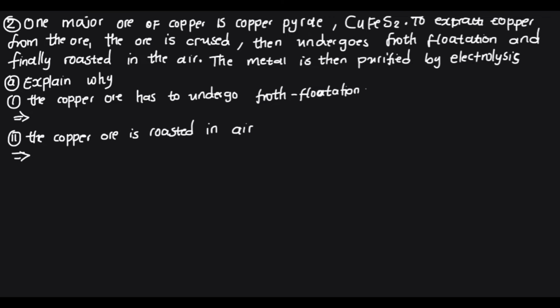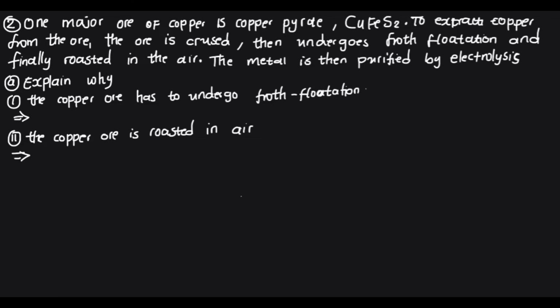Okay, so now we move on to question 2. One ore of copper is copper pyrite, which is chemically known as copper iron sulfide. To extract copper, the ore is crushed, then undergoes flotation, and finally roasted in the air. The metal is then purified by electrolysis. Explain why the copper ore has to undergo flotation.